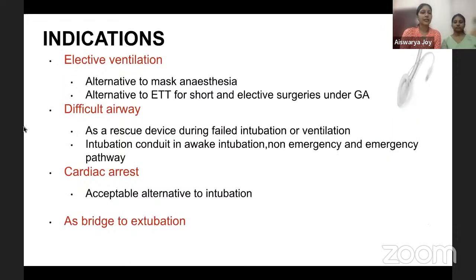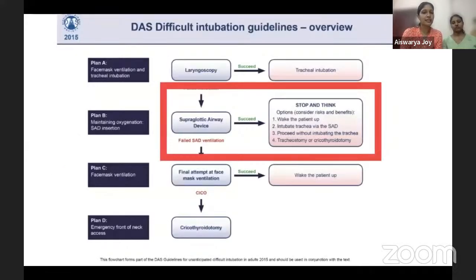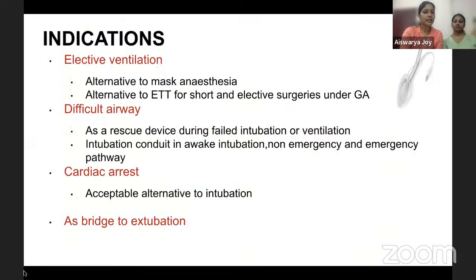These are the indications of an LMA. It's used for elective ventilation. It's an alternative to mask anesthesia and endotracheal tube for short and elective surgeries under GA. And it's an important part of the difficult airway cart. According to difficult airway guidelines, it's plan B. If there is a failure of intubation or ventilation, we can use supraglottic airway devices as a rescue airway pathway. And in case of difficult intubation or ventilation, it's an intubation conduit. In cardiac arrest situations, it's an acceptable alternative to intubation. And it's also used as a bridge to extubation.